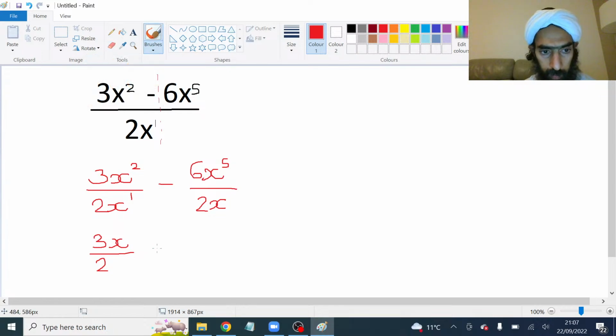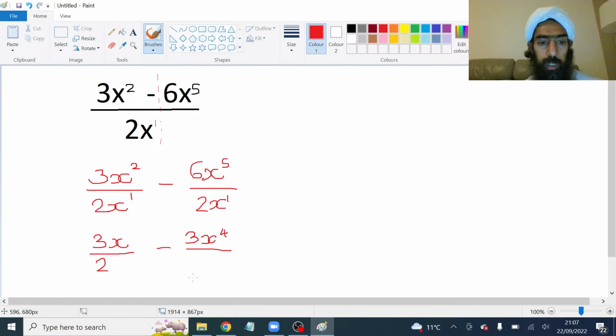Let's take a look at the next one. Now here we've got 6 over 2, so we can do something with that. 6 over 2, 6 divided by 2 is 3. So on the top I'll just have 3. Then I've got x to the power 5, and this is really x to the power 1. So it's going to be x, using the same law. 5 take away 1 is going to be 4.